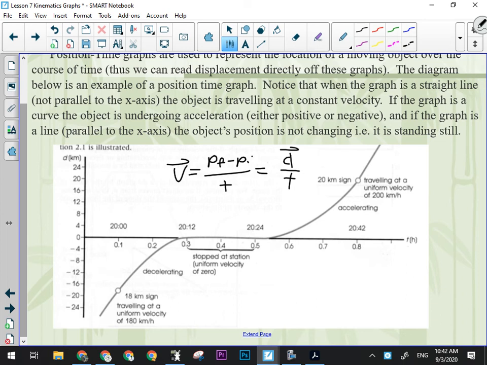Okay, now, after this point right here, okay, we see that the line starts to curve. Okay, and as it curves, it's flattening. Okay, if it's flattening, what's happening to how quickly I change my position?